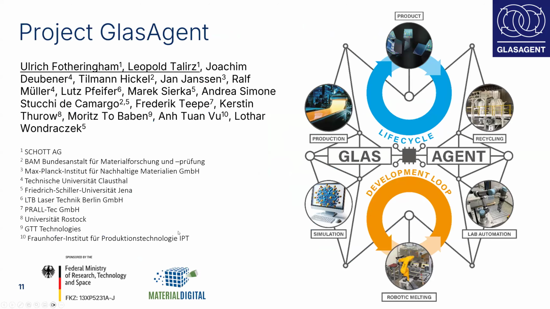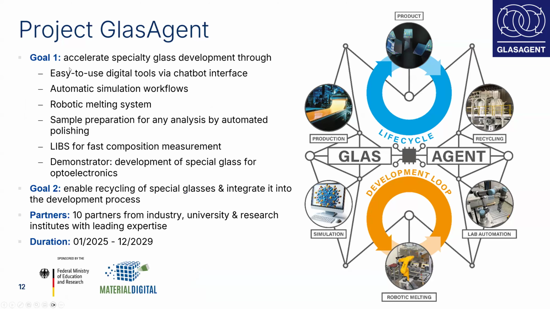So Project GlasAgent, very briefly, is a Material Digital 3 project funded by the Federal Ministry for Research, Technology and Space. And we work together with 9 other excellent partners, that's companies, research institutes, universities, focusing on 2 main goals. One overarching goal is to accelerate the development of specialty glass, and the other goal is to enable the recycling of specialty glass. Today, we are focusing on goal 1.